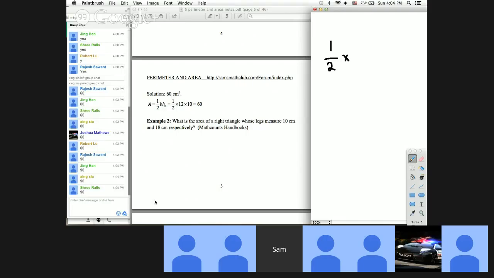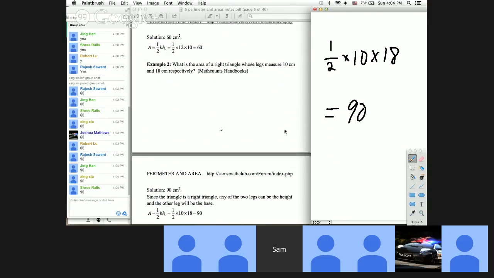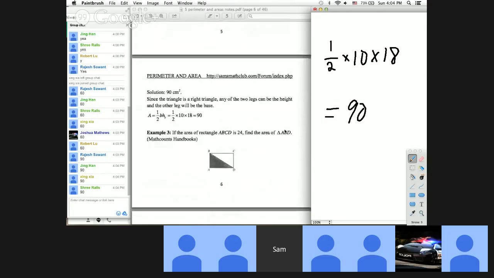All right, nice job to the guys who got it down here. Correct answer is 90. So this one's just the same thing. Since it's a right triangle, one of the legs will be the base and the other is going to be the height. So it's just 1/2 base times height, 1/2 10 times 18. So this equals 90. Okay, so try example number 3.